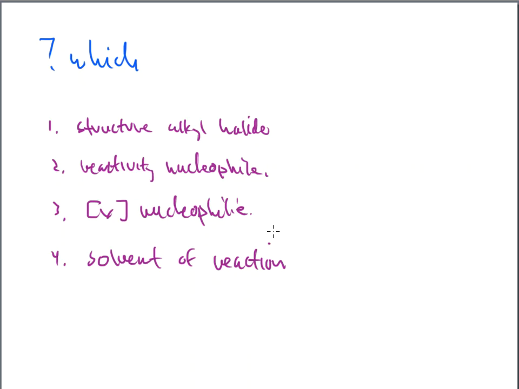So these are the 4 components that we have to go through. We have to talk about them. We have to look at them, because this will help us determine whether it is SN1 or whether SN2 is going to happen. Let's talk about SN2 first.